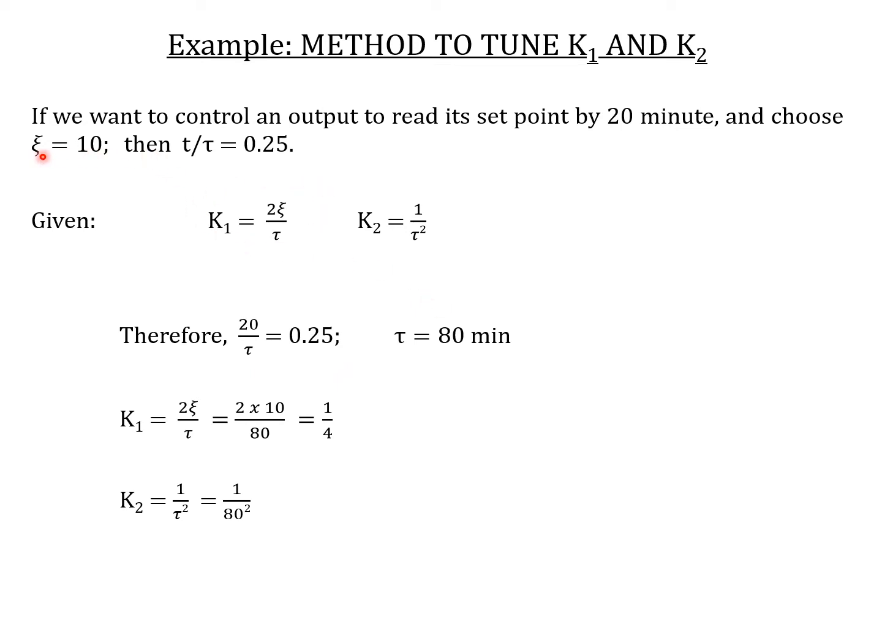With zeta, we decide from the graph which zeta we want, that is, what behavior of the system we want. We get zeta 10 and tau 80 minutes, substitute into this equation, and we get K1 and K2. These are the tuning parameters. We may be able to touch up or fine tune them later. Not necessarily is this the best, but this is the initial preliminary estimate of K1 and K2 that we will use.